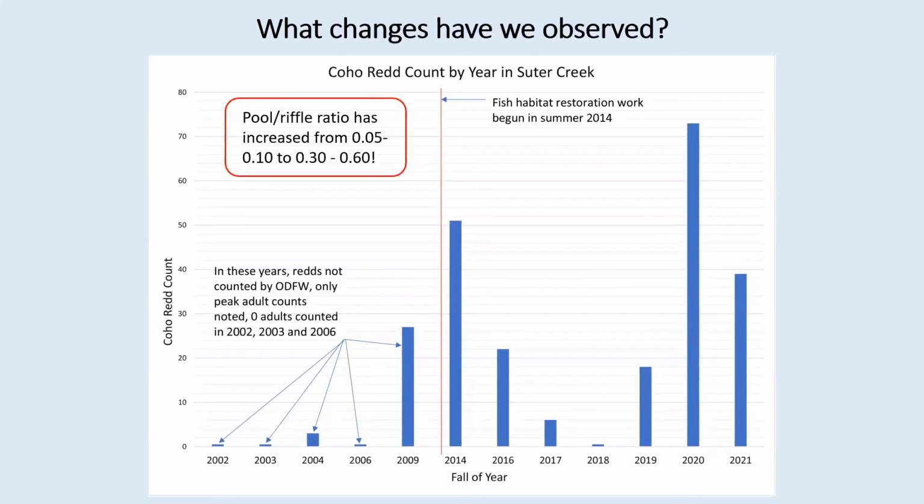And 2020 was our gangbuster year where we had 73 coho redds over the course of 2 miles, of course, on other people's property as well. So that was just phenomenal. I mean, it was just unsurpassed.